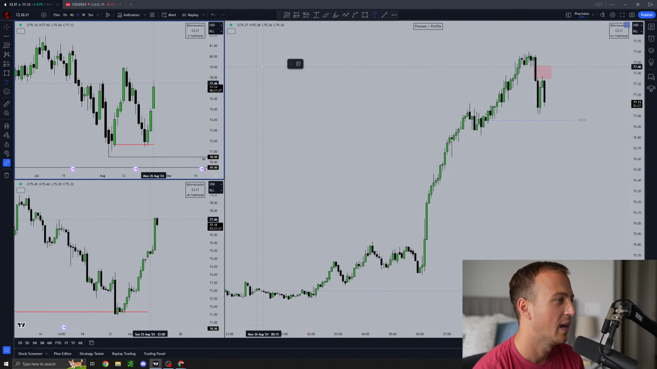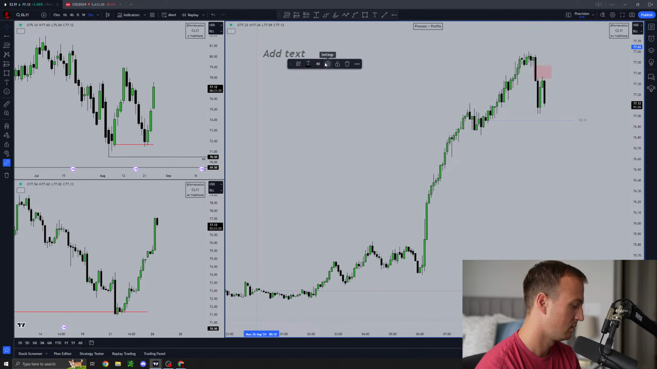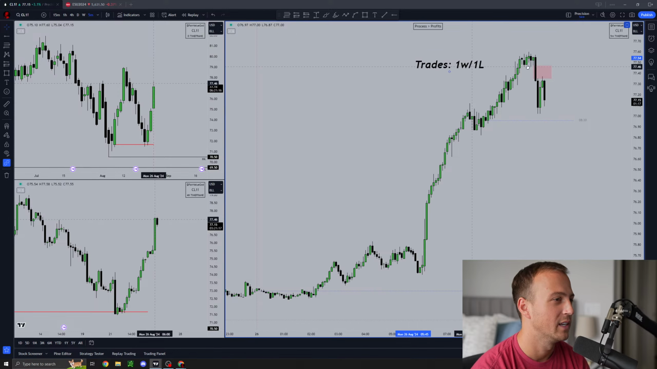Daily trade counter, like have like a little thing that says like trades. One winner, loser, like that. Have it like sitting up here. I could put it up here.